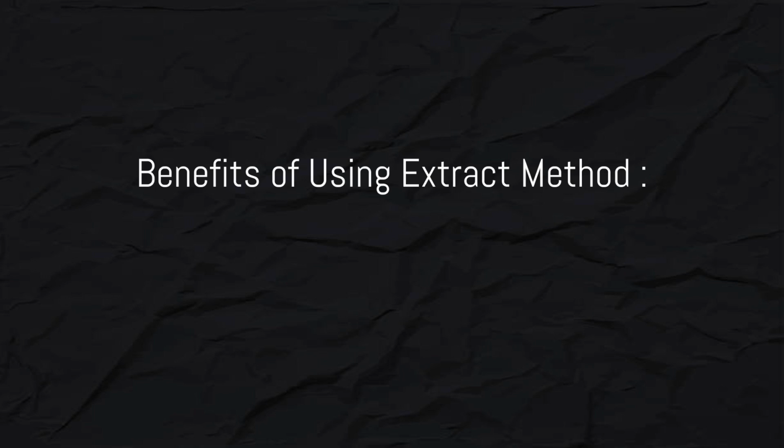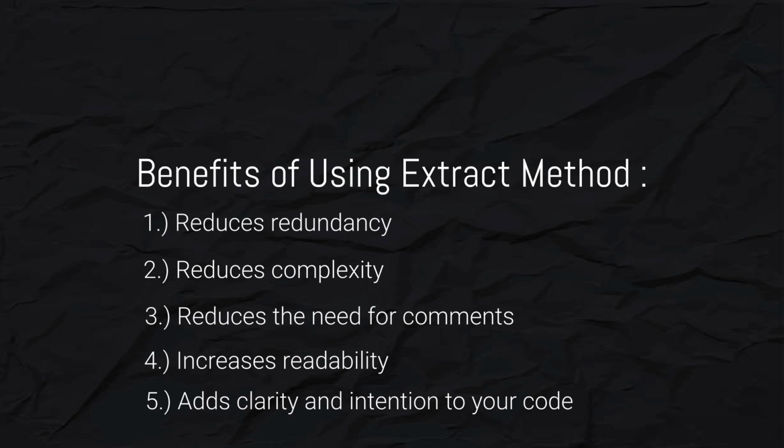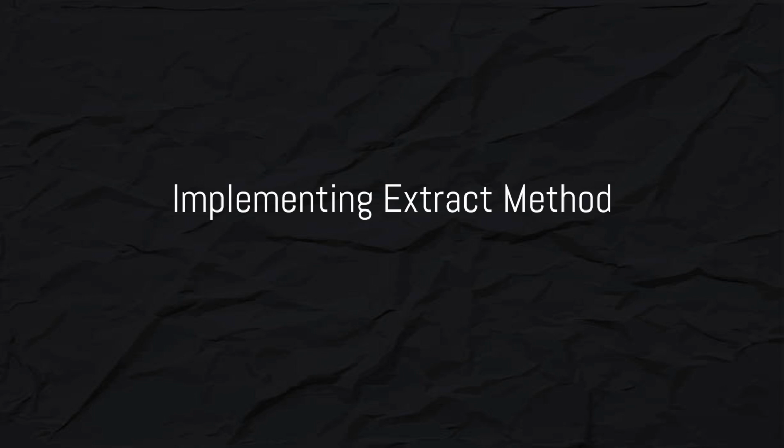What are some of the benefits of using extract method? I'll list off 5 of them here. Reduces redundancy, reduces complexity, reduces or removes the need for comments, makes your code more readable, and adds clarity and intention to your code. Now there are a few steps to follow when using the extract method. I'll run through some of the steps here, then we can jump into the code to see it in action.